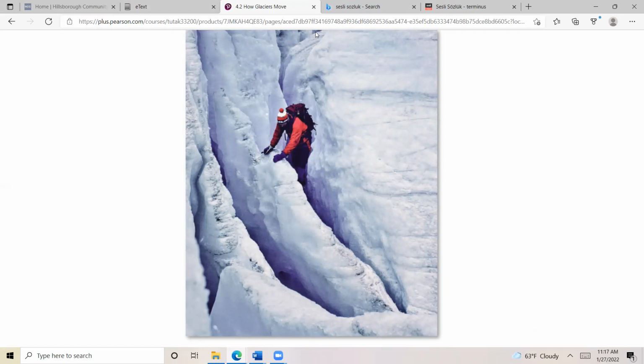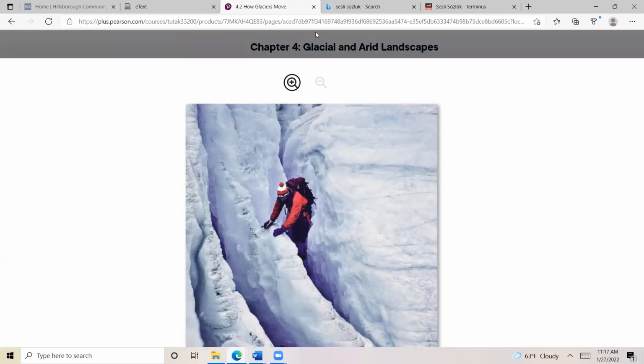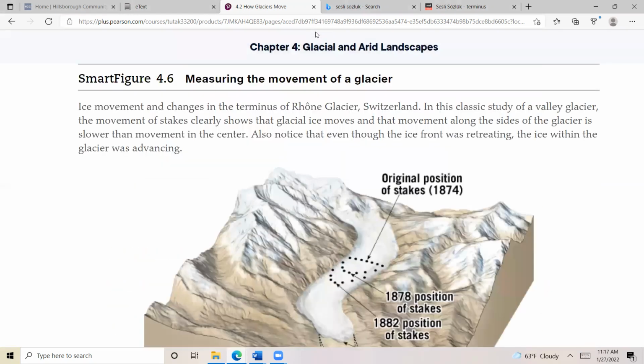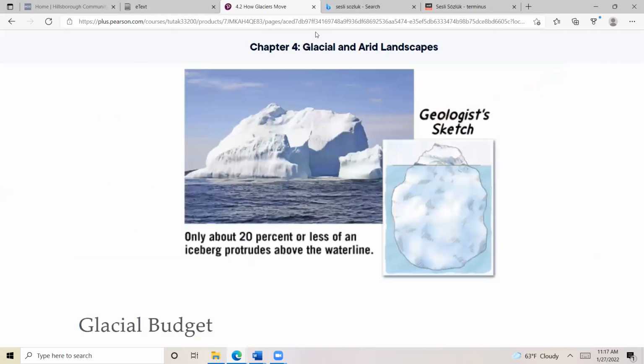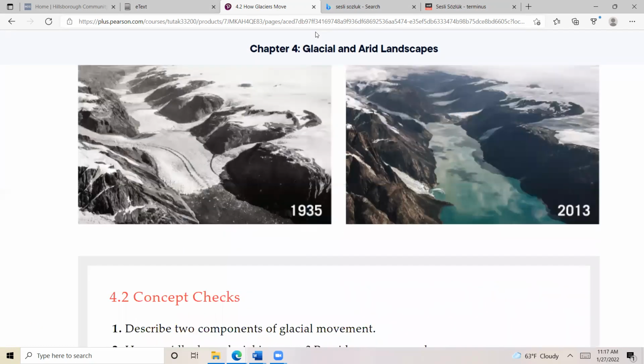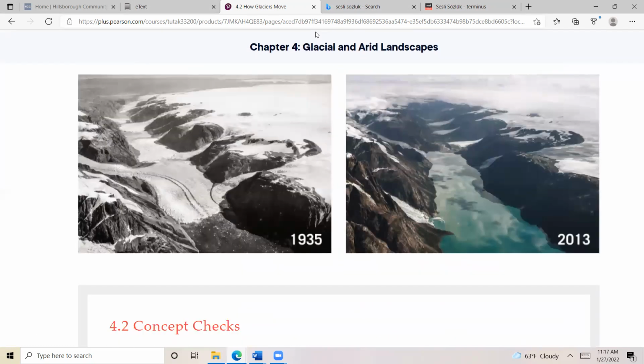Fast glaciers may move 800 meters, which is about 2,600 feet a year. This is for the fast glaciers. While slow glaciers may move only 2 meters, about 6.5 feet per year. Some glaciers experience periodic surges of rapid movement.